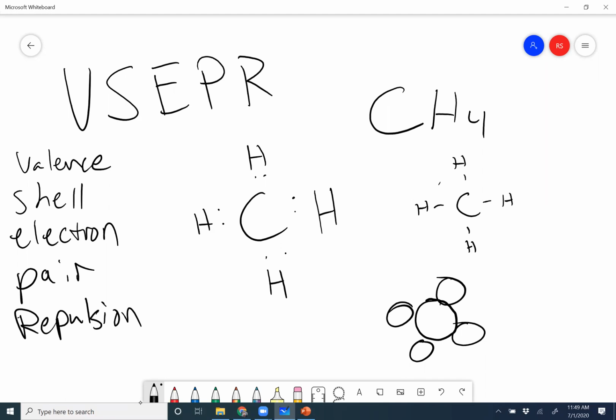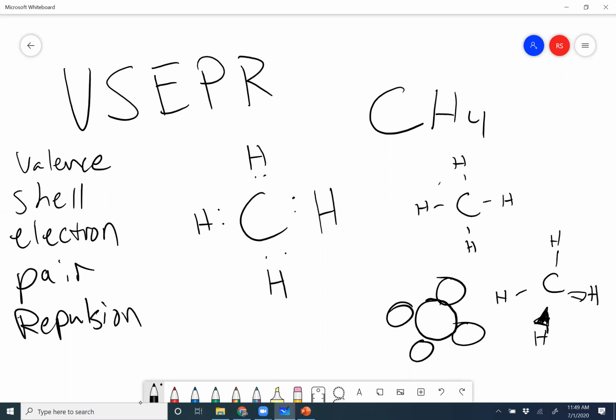And so what will happen? Well, it turns out the carbon, if we look at methane, actually kind of looks like this, where this one is kind of coming at you, and this guy is kind of going away from you, and these guys are kind of pointing up in space. It kind of looks like a tripod.